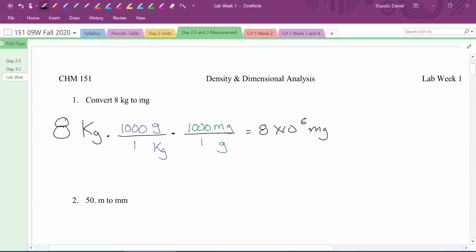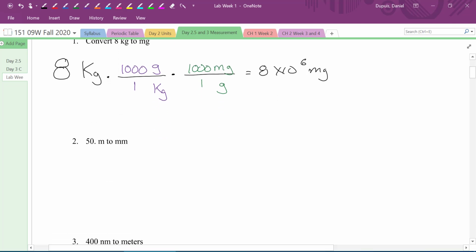Now, if you are comfortable with the metric system and realize kilo is 10 to the 3rd, and milli is 10 to the minus 3rd, and the difference here is 10 to the 6th, you can just do that too. That's okay. That's not wrong. However, if you're unsure or you're not confident, I would recommend going to the base unit. Okay? Alright, let's look at number 2.